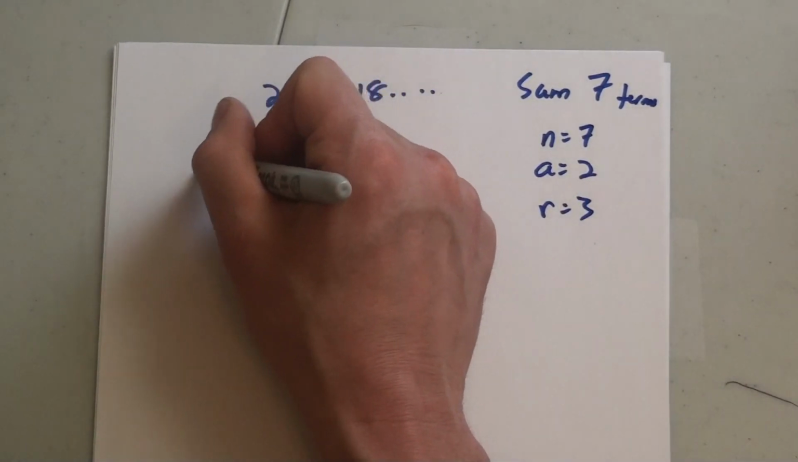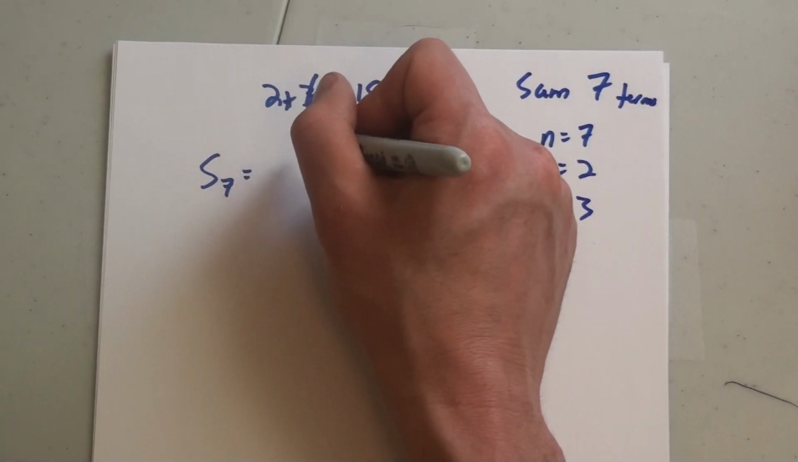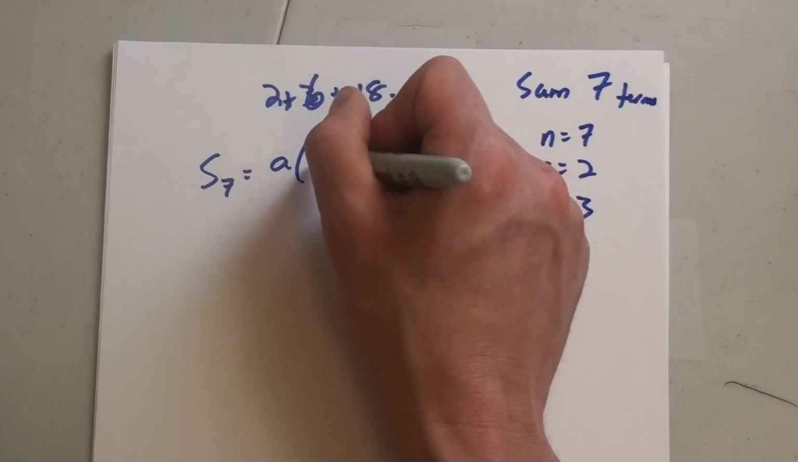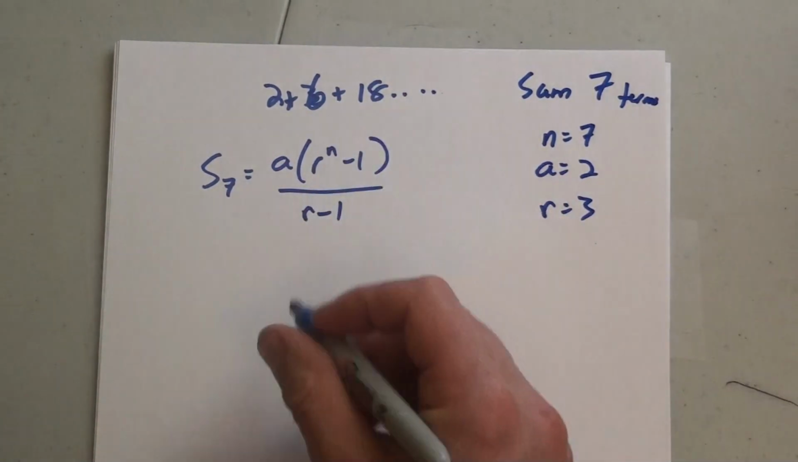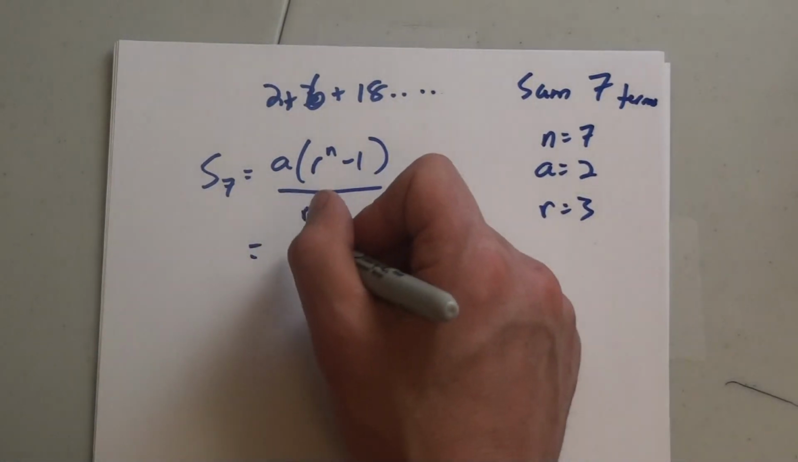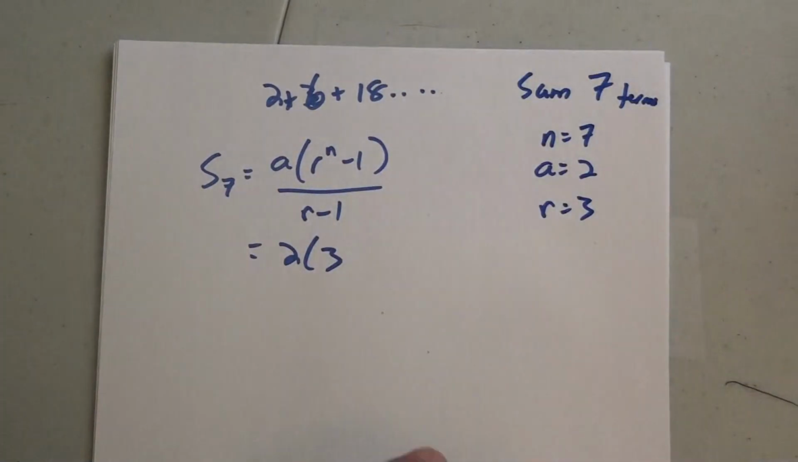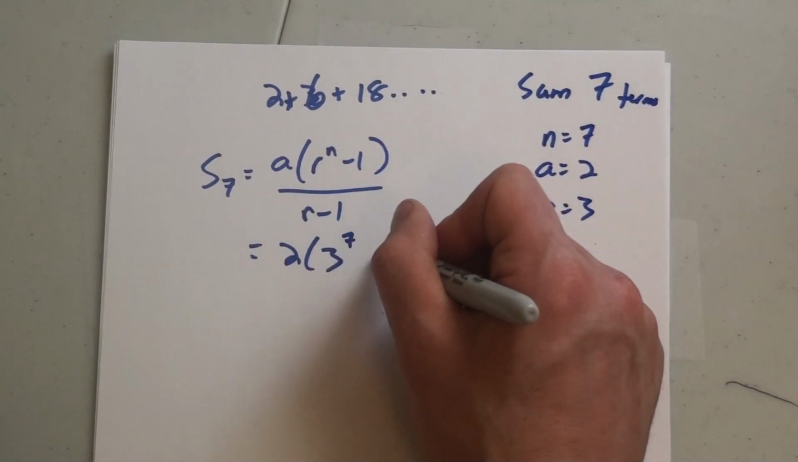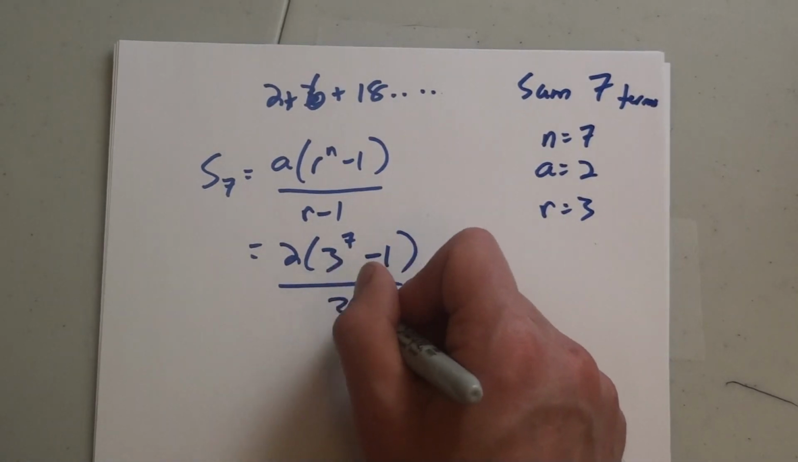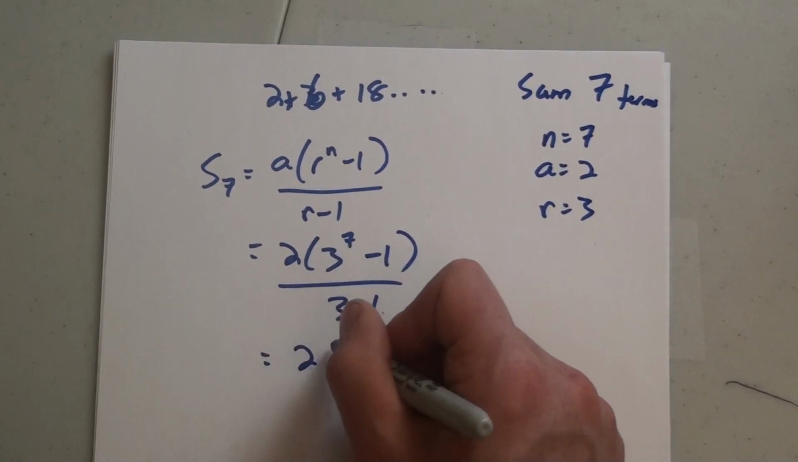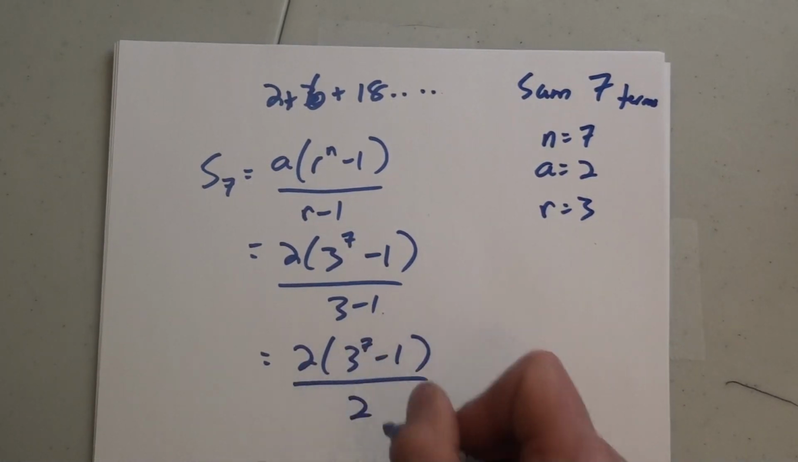So using the formula, sum of the first 7 terms, and you had the formula a times (r to the n minus 1) divided by (r minus 1). So I'm going to put in 2, and my common ratio is being multiplied by 3, so it's going to be 3 to the exponent of 7. Subtract 1, over 3 minus 1. 2 times (3 to the 7 minus 1) over 2.